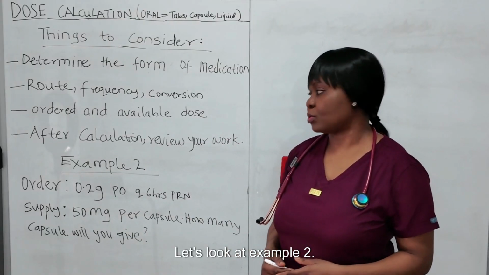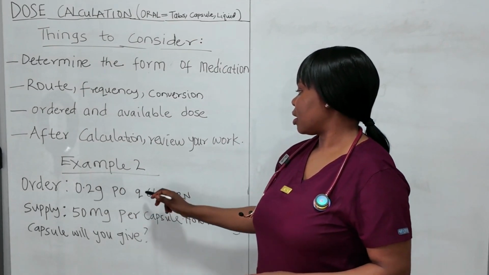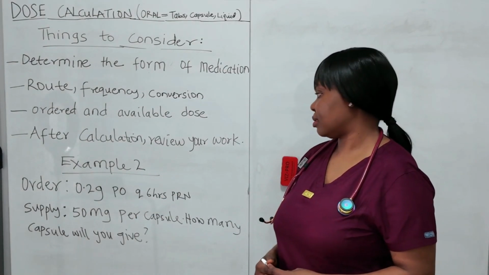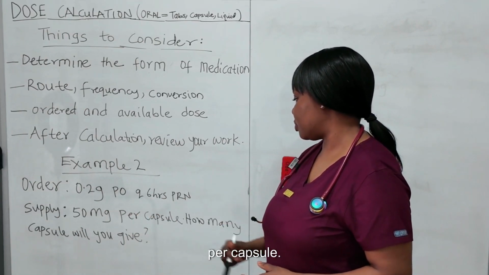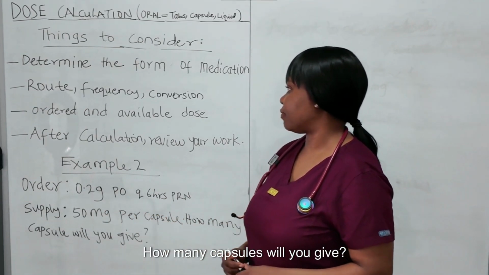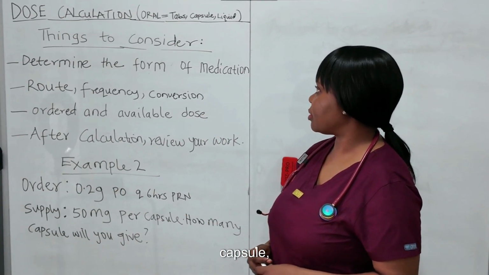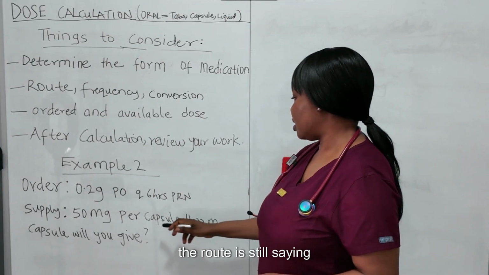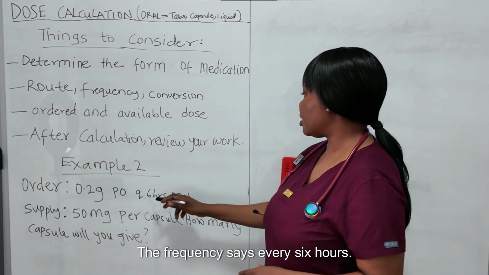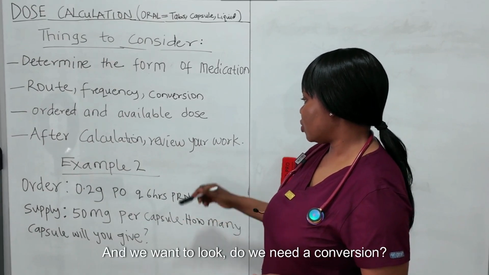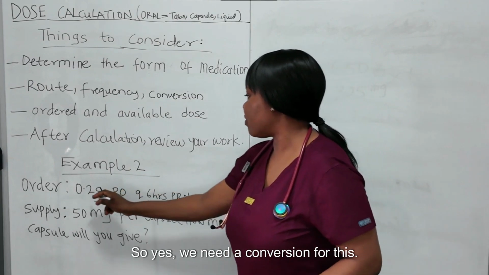Let's look at example 2. Order 0.2 gram PO Q6 hours PRN. The supply for that particular medication is 50 mg per capsule. How many capsules will you give? Let's analyze it. So the form of medication for this one is capsule. The route is still PO, by mouth. The frequency says every 6 hours. And we want to look, do we need a conversion? So this is in grams, this is in milligrams. So yes, we will need a conversion for this.